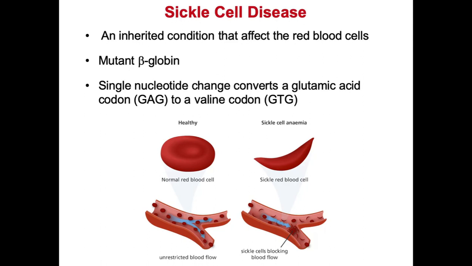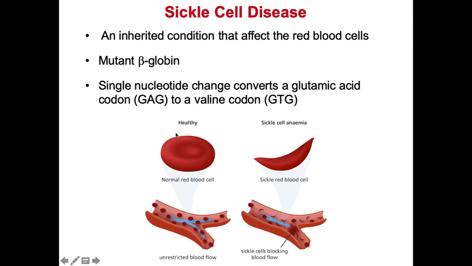One of these common diseases is sickle cell disease. So this is an inherited condition, so it's passed on to your children, that affects the red blood cells of the body. And it's a mutation in the beta globin gene. And this is a single base change, here we can see from an adenine to a thymine, that causes the replacement of glutamic acid with a valine.